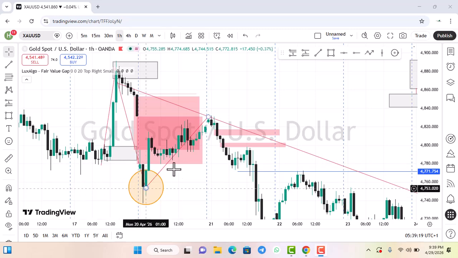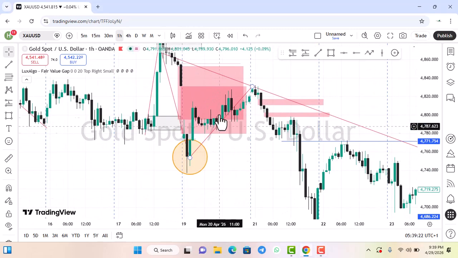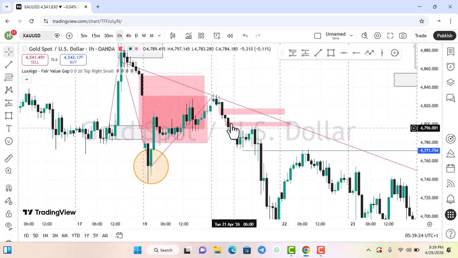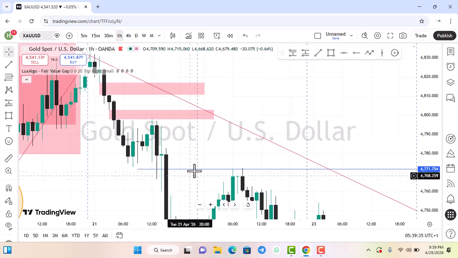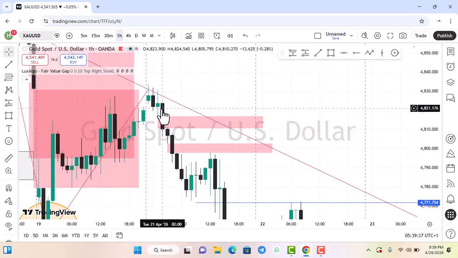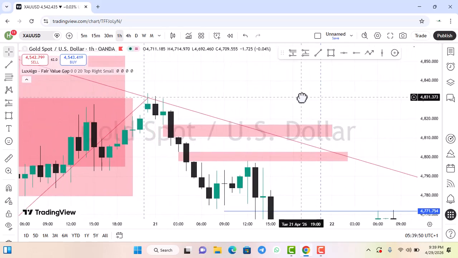Okay, so let me show you a very practical example here of fair value gap. You see this red shade, that is what we call fair value gap, and this red shade indicates the space or the gap between these two candles, this one and then this one. It indicates the space between the two candles from their wick points. Let me zoom it very well.